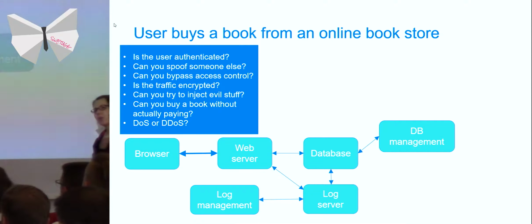Or can you try to buy a book without actually paying? That's a threat. What about denial of service? If someone wants to run a botnet, what happens? Do you have enough resources to handle that?